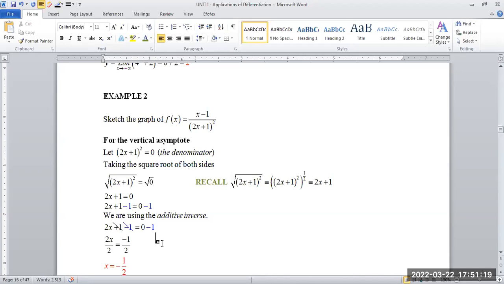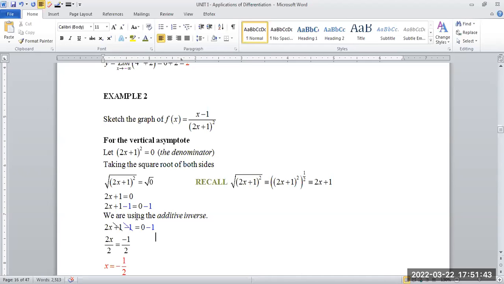I need to find out what my horizontal asymptote is. So for my vertical asymptote, when I'm sketching the graph and drawing my crosshairs, I am going to put this as negative 1/2. I'm going to put in my 0. I'm going to put in my negative 1. And I'm going to draw a dotted line through negative 1/2.